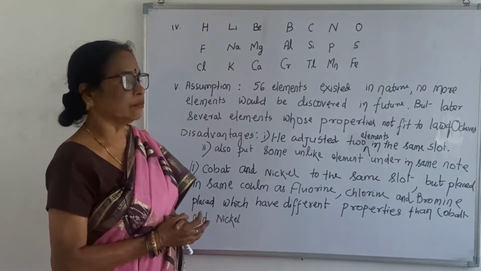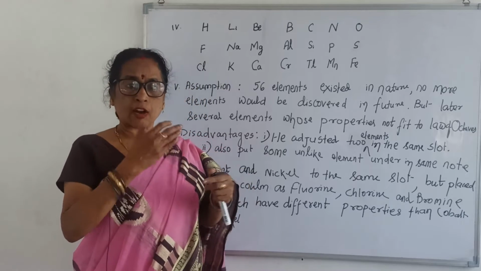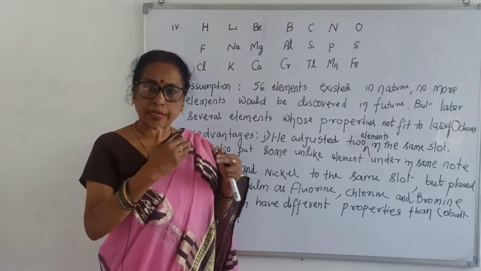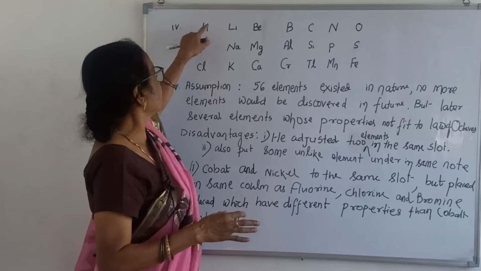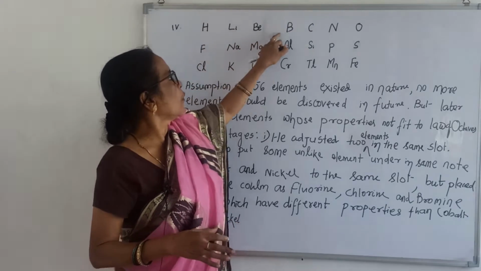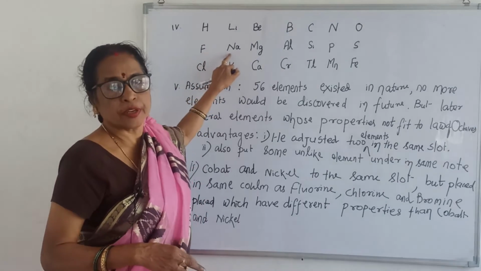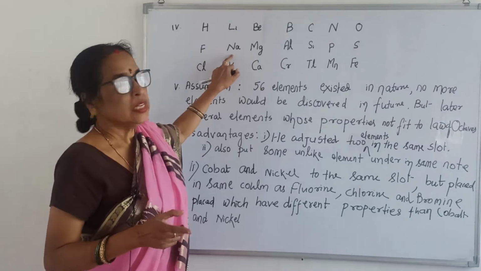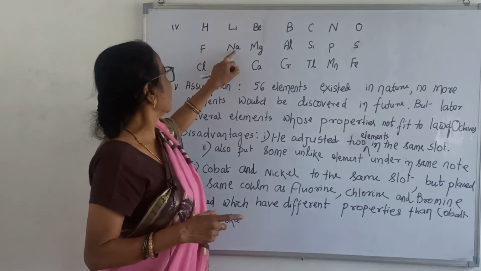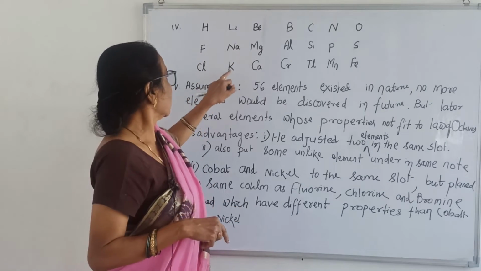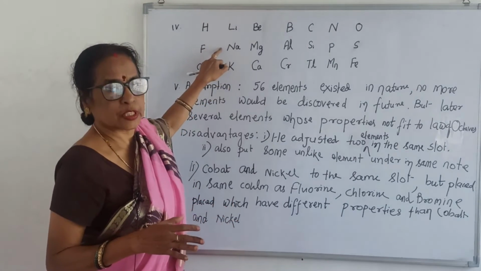Then he observed which elements were already discovered, and according to 8, after 8 there are similar properties. What elements come here? He observed hydrogen, lithium, 1, 2, 3, 4, 5, 6, 7, 8. After 8 comes sodium, which has similar properties to lithium. Similarly, after sodium comes potassium. Here 8 elements finish, and potassium has similar properties to sodium.